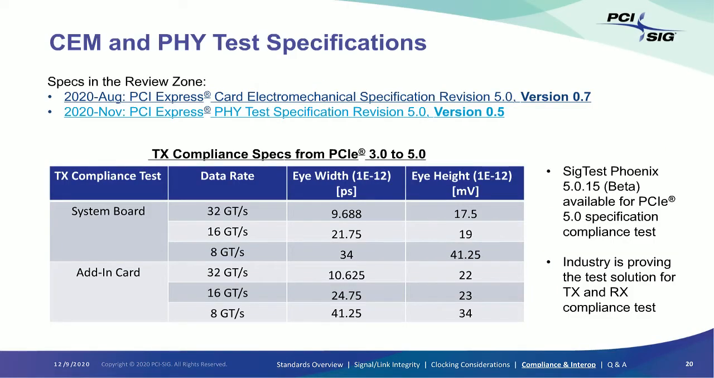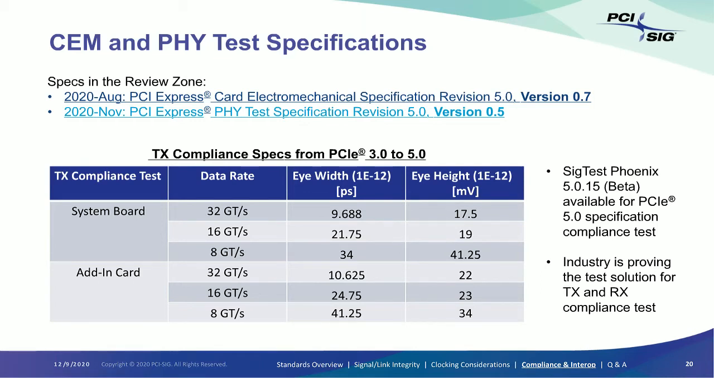Right now, if you go to the review zone, you have both CEM and PHY specifications that are available for review. The CEM specification is currently at version 0.7, and the PHY test spec is at 0.5. So these give a pretty good insight as to where the specification is going towards and some of the components that are under discussion.